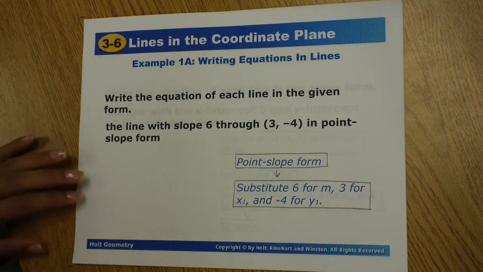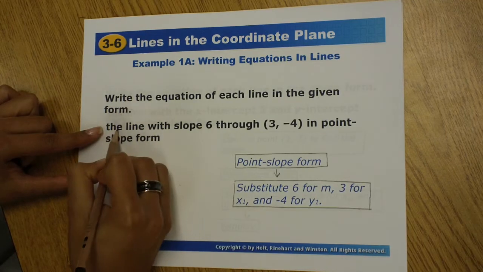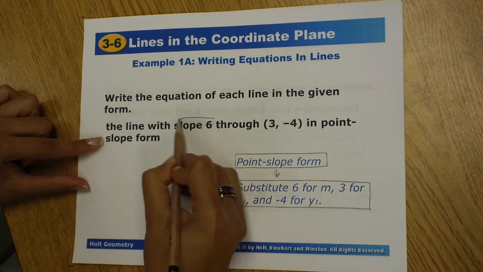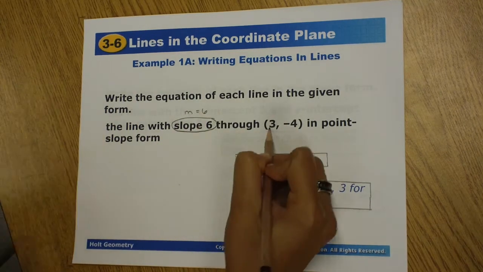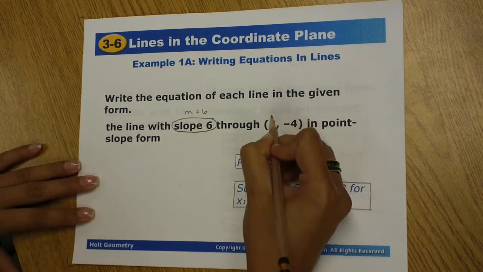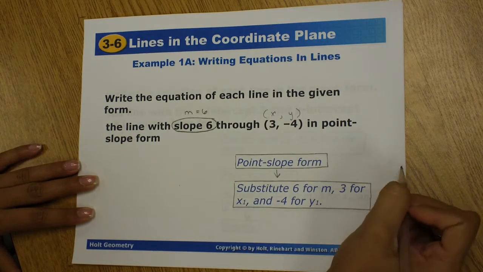Alright, so here are directions. It says write the equation of each line in the given form. The line with slope 6, that's going to be our m, our slope, through point (3, -4). So it's always a good idea to label your x and y value so you don't mix them up.